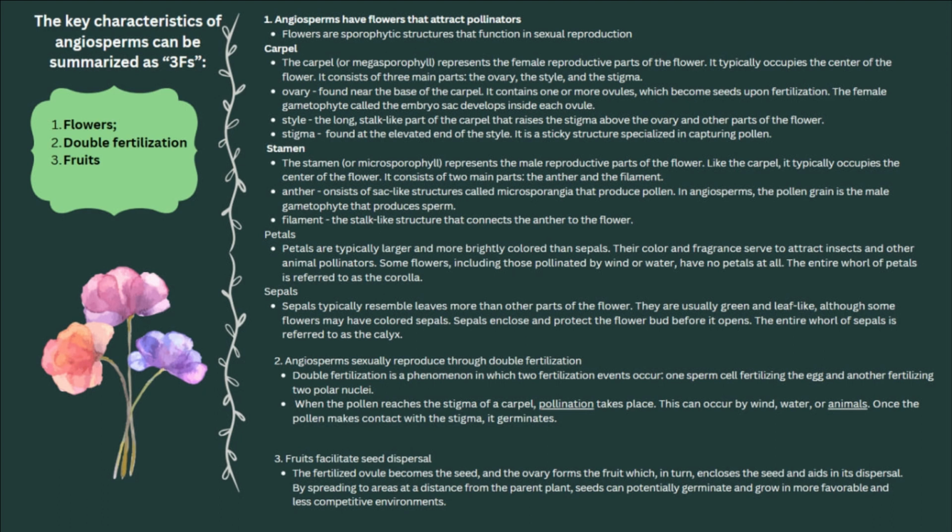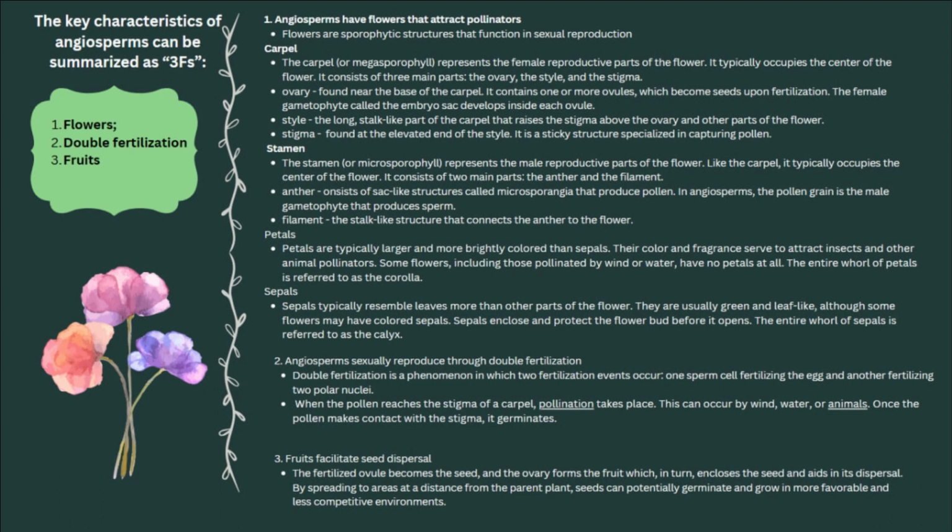For the 2F, angiosperms sexually reproduce through double fertilization. Like we know, double fertilization is a phenomenon in which two fertilization events occur, one sperm cell fertilizing the egg and another fertilizing two polar nuclei. When the pollen reaches the stigma of the carpel, pollination takes place. This can occur by wind, water, or animals. Once the pollen makes contact with the stigma, it germinates.